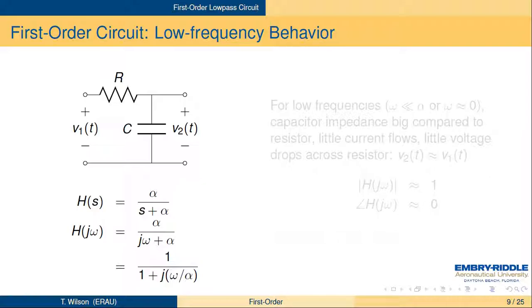So you can see why it matters whether omega is equal to, bigger than, or less than alpha, because of the relative sizes of the real and imaginary parts of the denominator. But what's going on in the circuit?